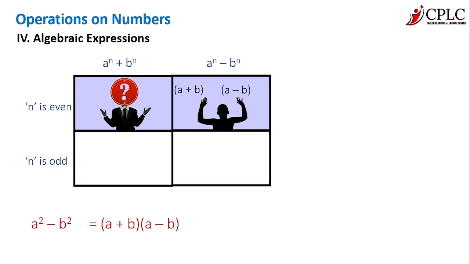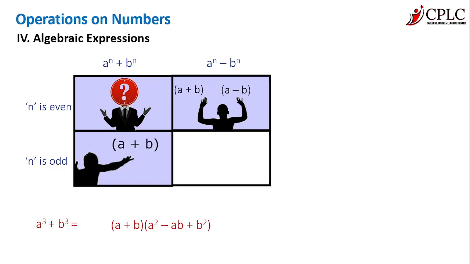Then a raised to n plus b raised to n, when n is odd, we can take the value of n as 3. So it becomes a cube plus b cube. And the formula of a cube plus b cube has the first term as a plus b. And hence we can say that all such types of expressions are always divisible by a plus b, because a plus b is always going to be a factor of those expressions.